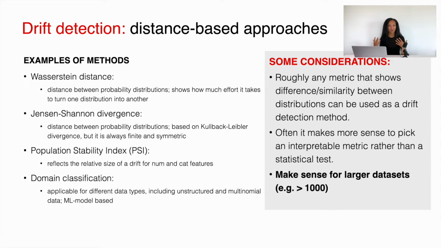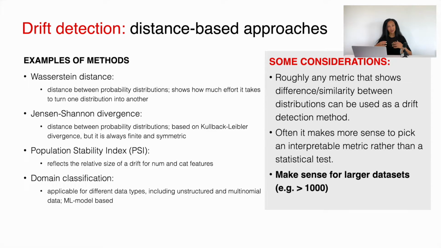Together with distance-based approach, we can also use domain classification models to detect drift. And here is a very interesting idea. The idea is to use binary classification model to distinguish between two data samples. And it can be applicable for different data types, like tabular data, some unstructured data like text or images or even encodings, or some multimodal data sets. So that's quite good news.